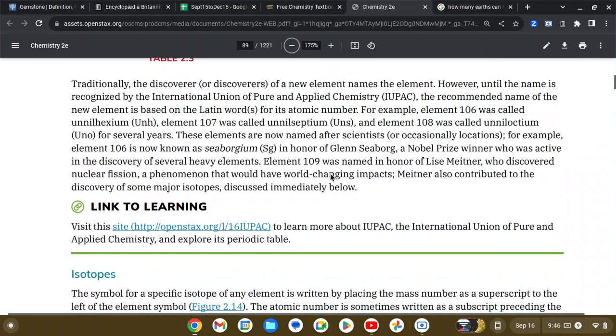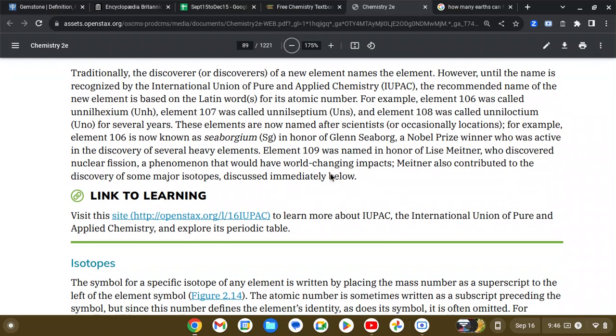Traditionally, the discoverer or discoverers of a new element names the element. However, until the name is recognized by the International Union of Pure and Applied Chemistry, the recommended name of the new element is based on the Latin words for its atomic number. For example, element 106 was called unnilhexium, element 107 was called unnilseptium, and element 108 was called unniloctium for several years.